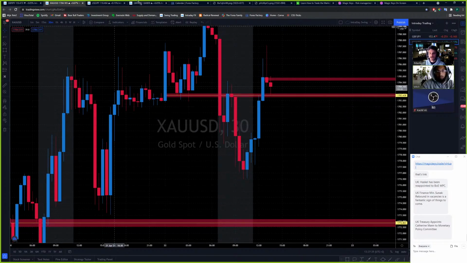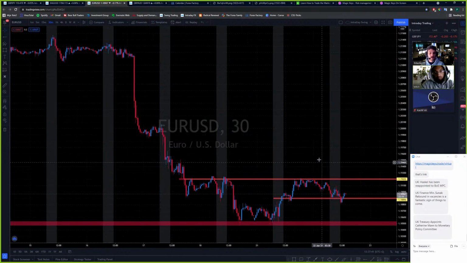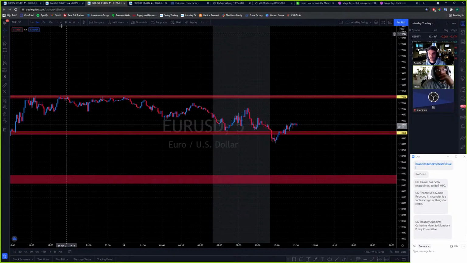Can I analyze Euro USD? I think I already did analyze Euro USD. You wanted to see a fresh support formed and then maybe a break of that support or a break above 1.190 on the 4-hour.